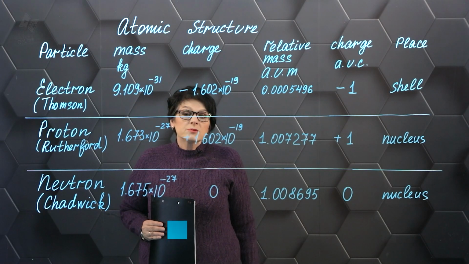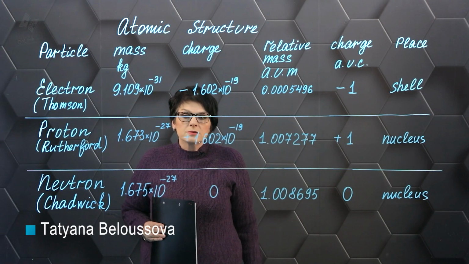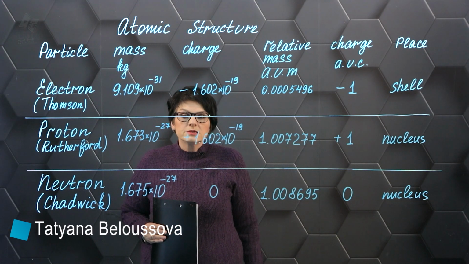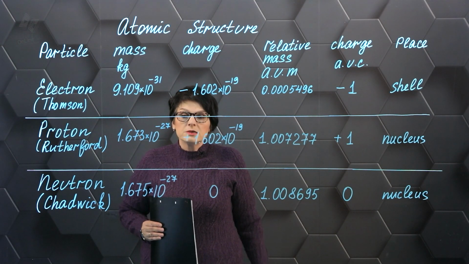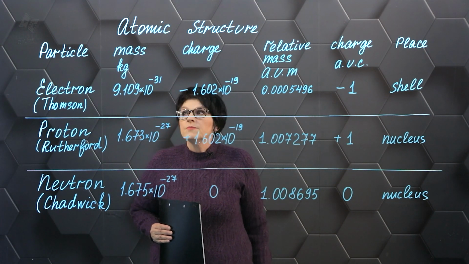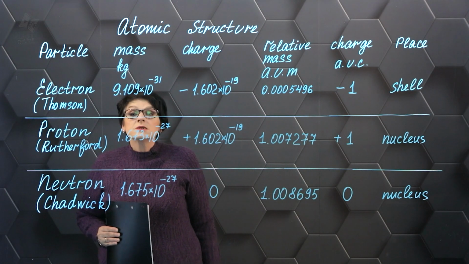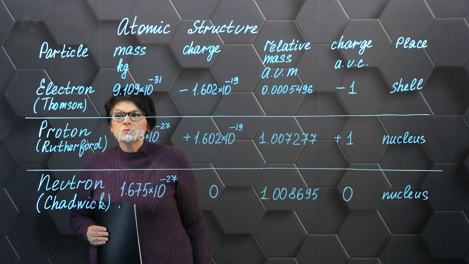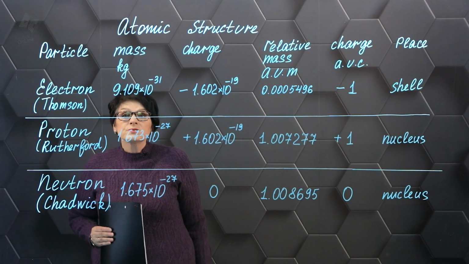Hello, today we are going to look at how the atom is organized, what elementary particles and subatomic particles are in the atom, and give them characteristics. So the first particle is the electron particle. This particle was discovered by Thomson.